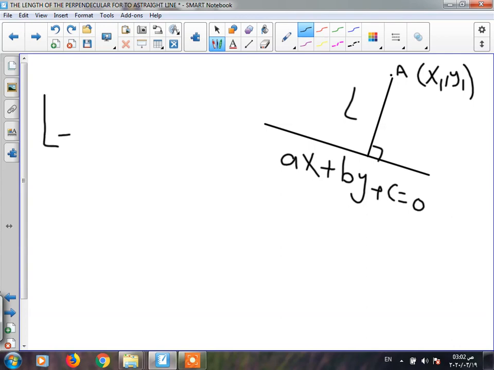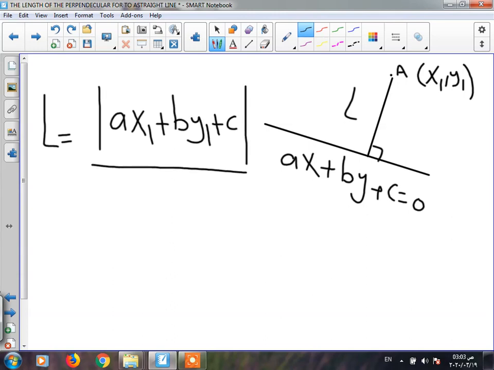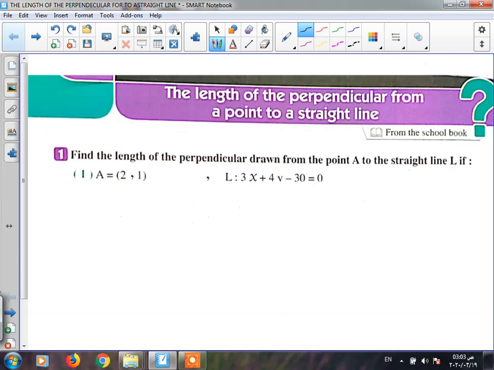L here is going to be the absolute value of A x1 plus B y1 plus C, over the square root of A to the power of 2 plus B to the power of 2. A, B, and C are from the equation: the coefficient of x, the coefficient of y, and the free term, and x1 and y1 are the coordinates of the point A. Let me have an example.